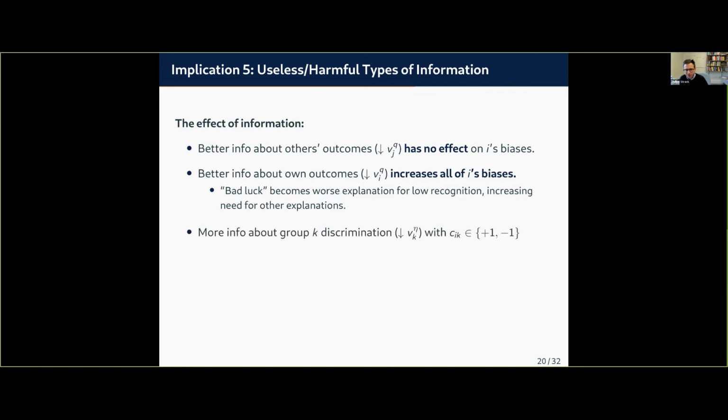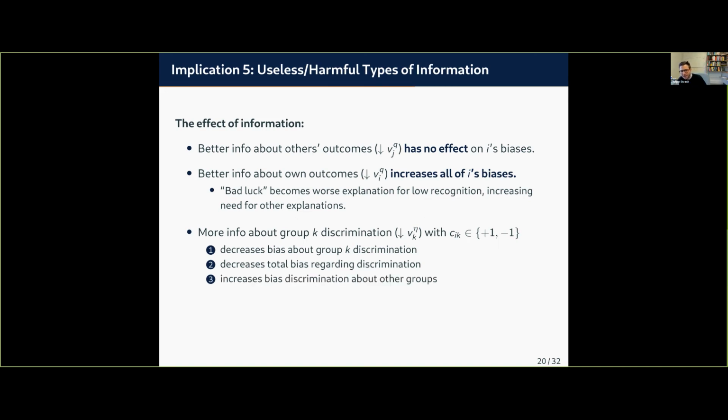If you learn more about how much discrimination there is against group K, so suppose I provide objective information about the extent to which group K is discriminated against, then this will in fact be efficient in the sense that it reduces how much you are biased about the belief in discrimination against group K. So this information really has an effect, and it will also decrease your total bias regarding discrimination on all dimensions, but it will in fact increase the bias in discrimination about all other groups.